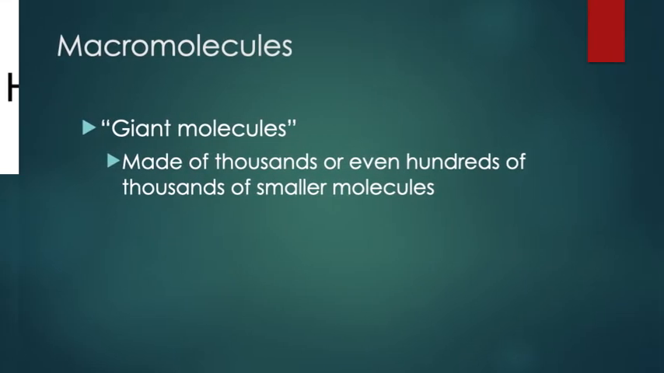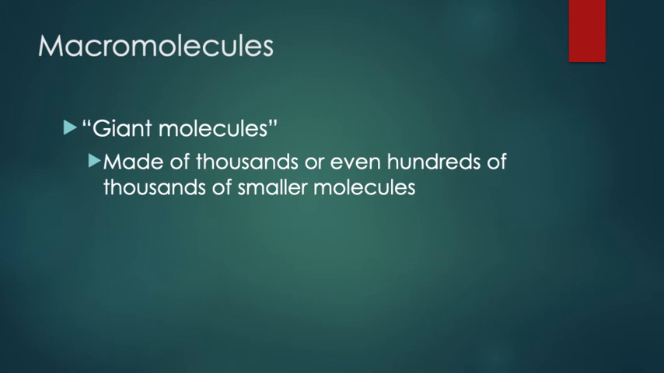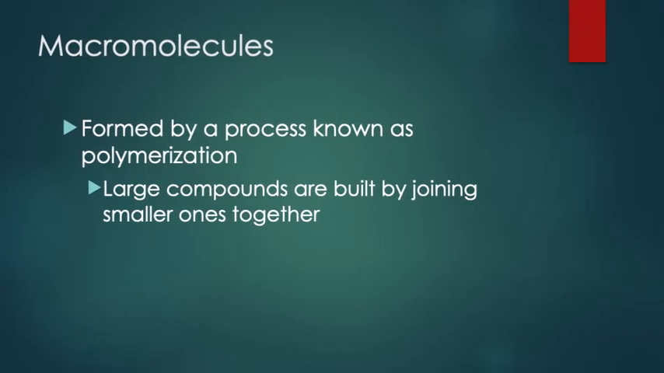So when I'm talking about large molecules, the word for that is a macromolecule. These are molecules that are made up of thousands or even hundreds of thousands of smaller molecules. Now, in order to build a macromolecule, it is done through a process known as polymerization. So you want to check that on your quiz there. We make macromolecules, large compounds, by joining together smaller ones, and that process is called polymerization.